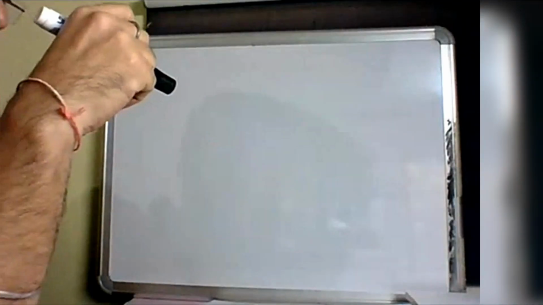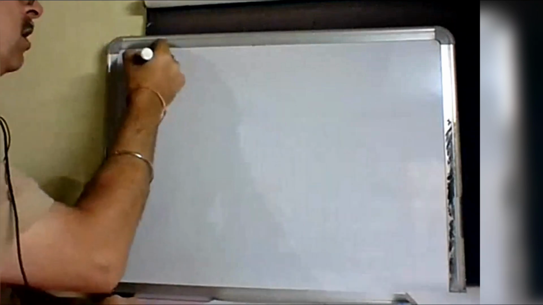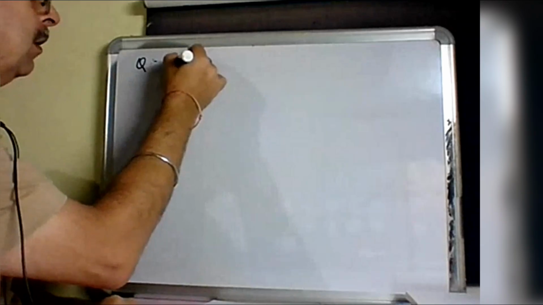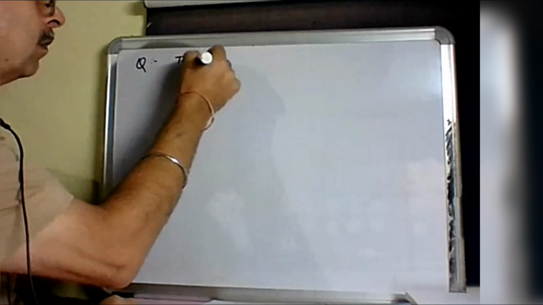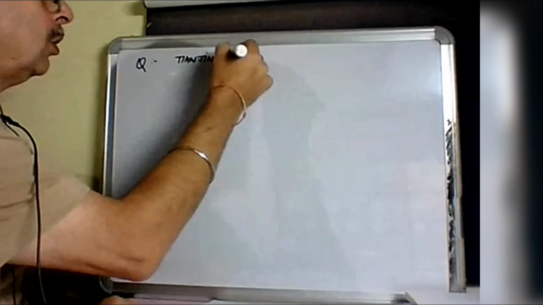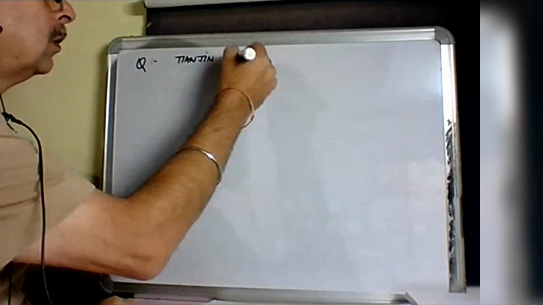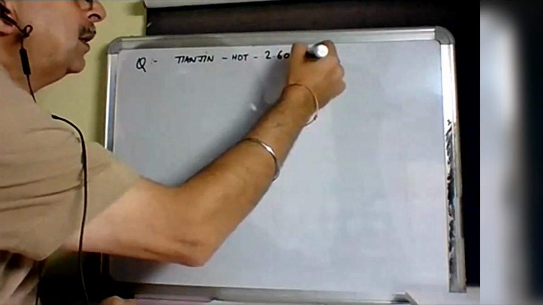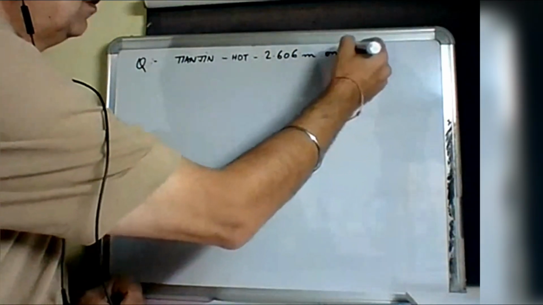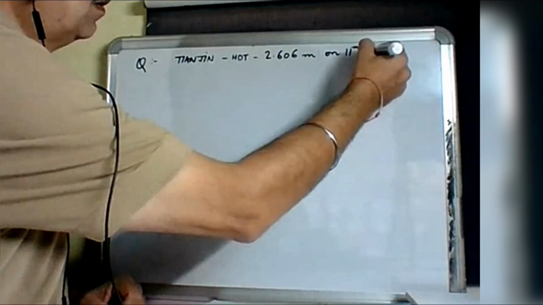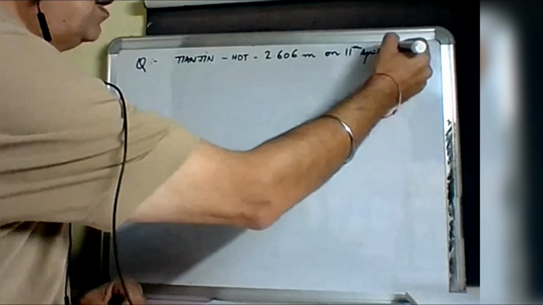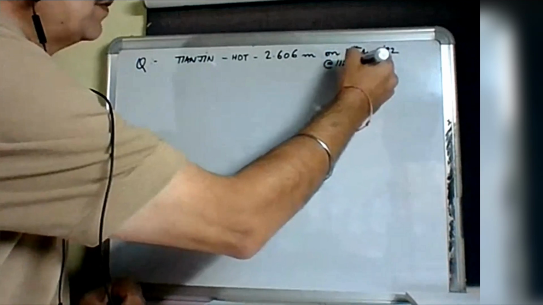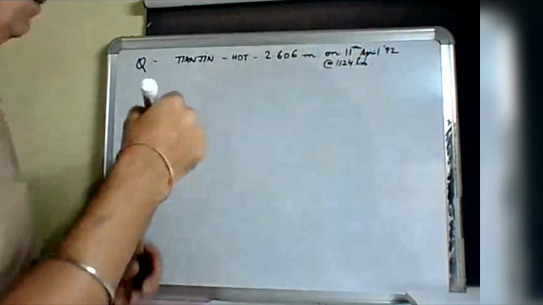So on the first day we found out that the height of tide at Tianjin was 2.606 meters on 11th April 1992 at 11:24 hours. Correct? We found this out.